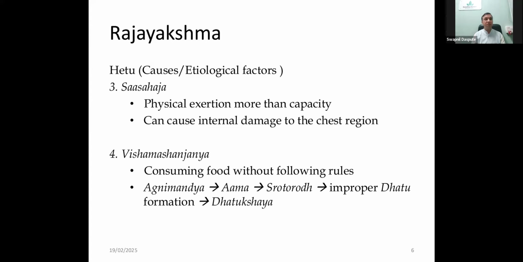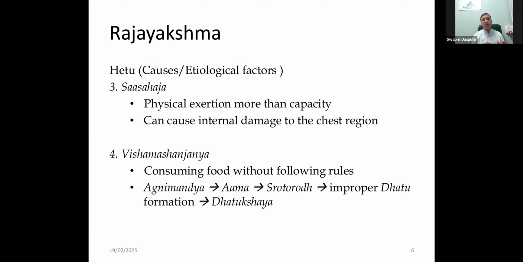Sahasaja Rajakshma, what is the hetu? Physical exertion more than the capacity. Okay, so doing something which is more than the physical capacity for a longer time and on a continued basis. Physical exertion more than the capacity can cause internal damage to the chest region.